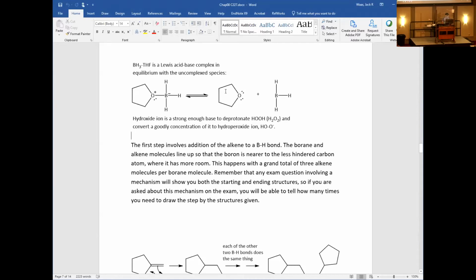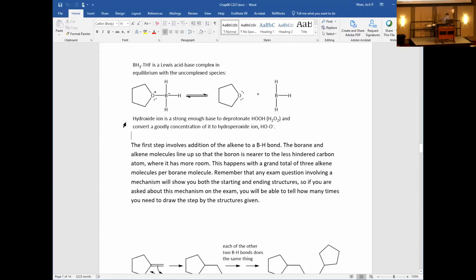So I've never had the pleasure of using B2H6. It is a gas, so you need to use a gas cylinder. It's a pain. You know, you've used the regulator and the hose, and it's a pain. I would rather use borane THF.